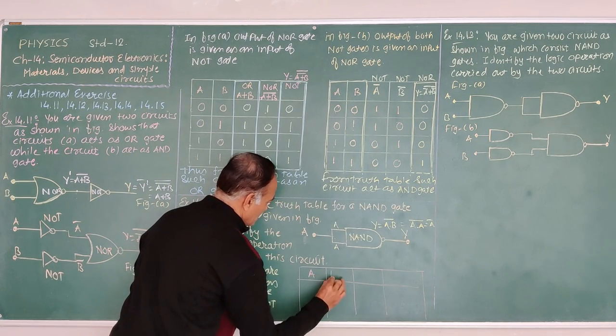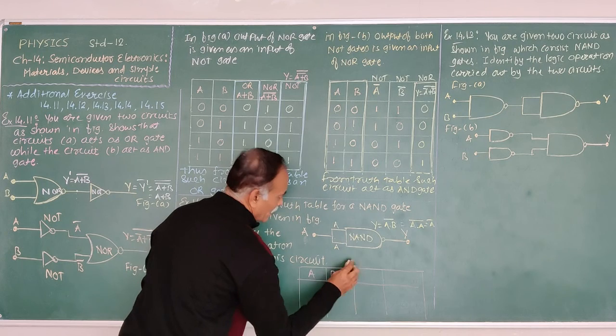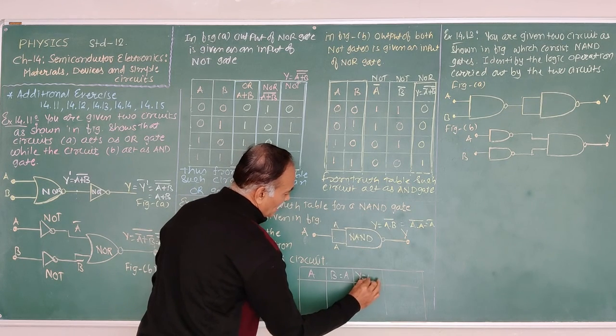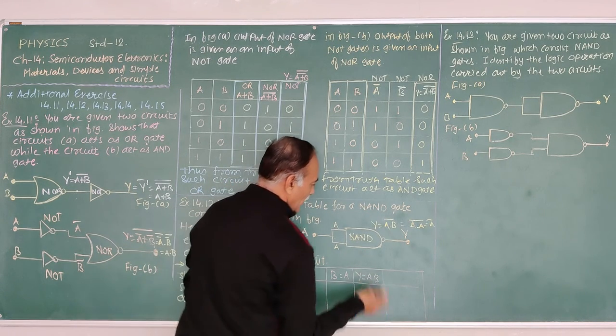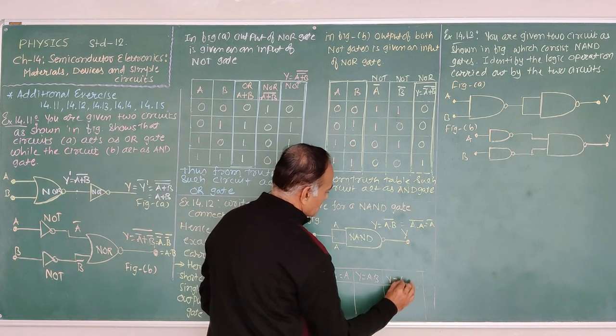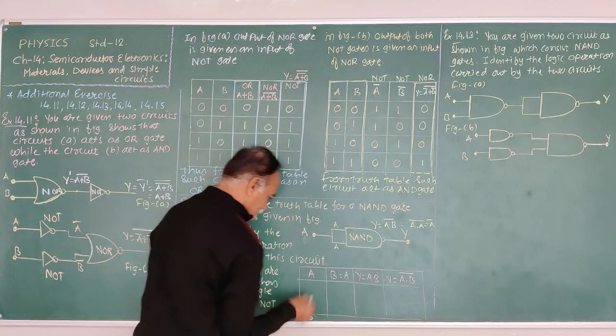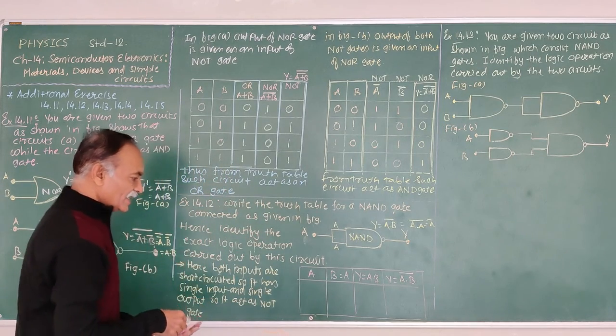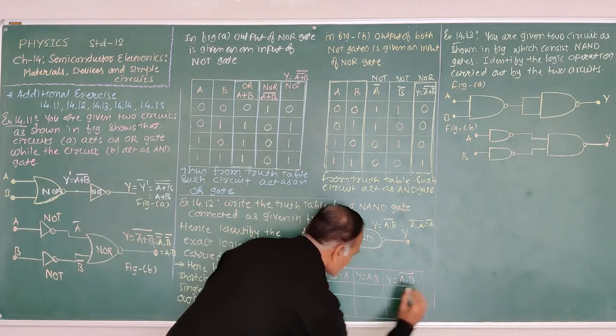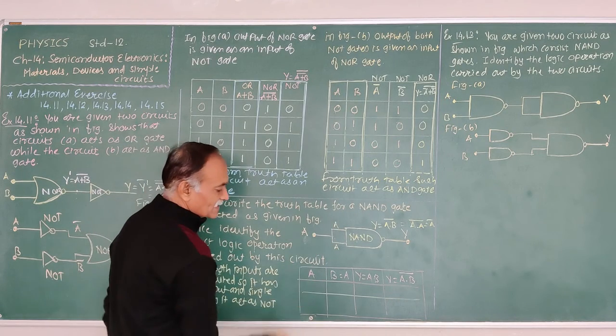That is A. B is equal to A. Now, the output of the AND gate is Y equals A dot B. And for the NAND gate, Y is equal to A dot B bar. Here there are two inputs A and B, but both are the same.